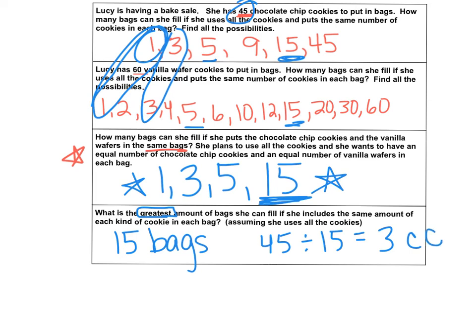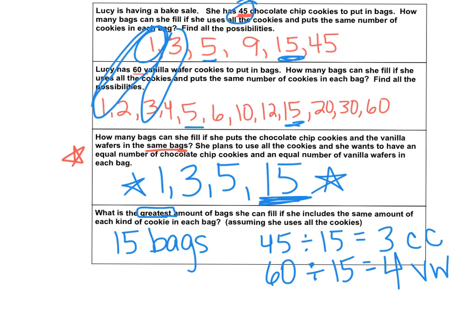I'm going to put CC here for right now in each one of those bags. And then we would do the same thing with our vanilla wafers. We would have 60, and we're dividing them into 15 bags. So that means we would have 4 vanilla wafers in each bag.